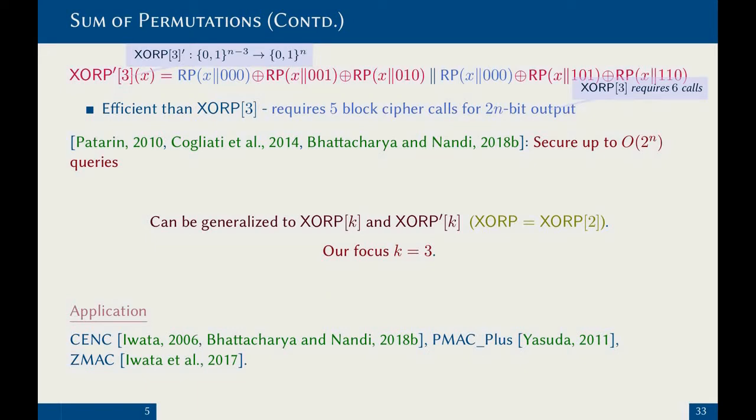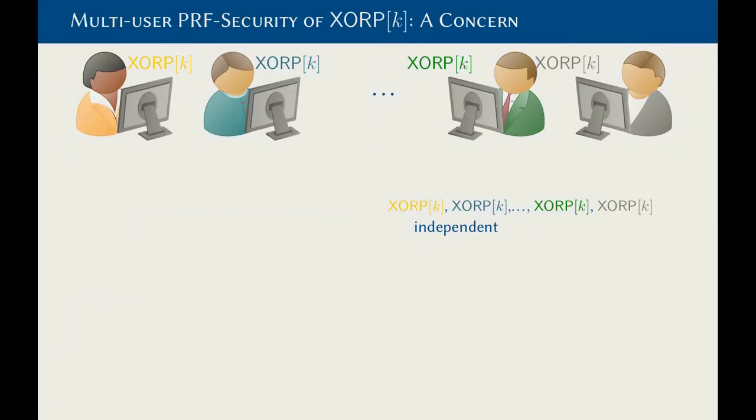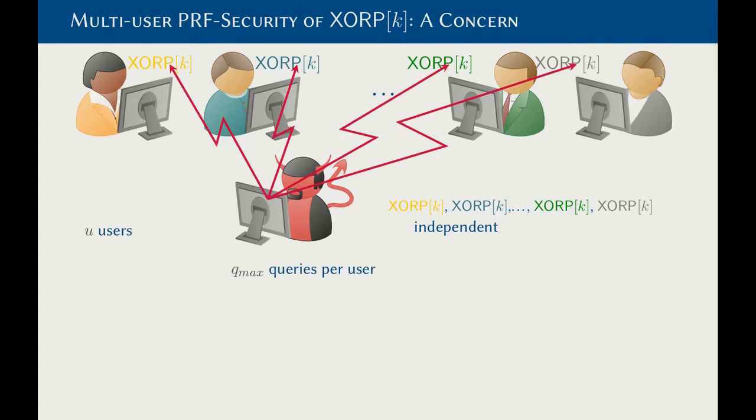Now, these results look satisfactory because in each case the construction is secure up to order of 2 to the n many queries. However, consider the construction used in a multi-user scenario where each user has an independent copy of the construction and the adversary can query the users possibly adaptively. So, if there are U users and the adversary can make Q max many queries per user, then by a standard hybrid reduction, it can be argued that XRPK is secure when the number of users is of the order of 2 to the n over 2 and the number of queries per user is also of the same order.